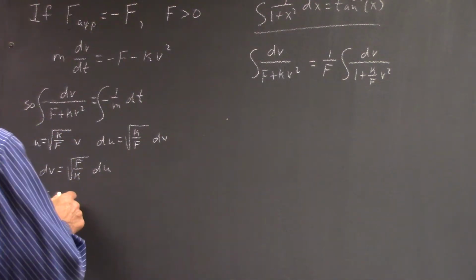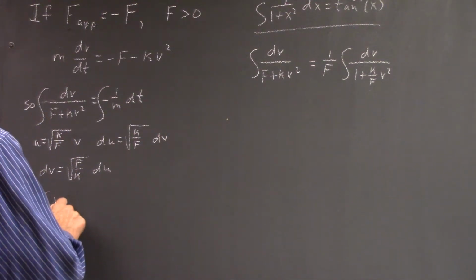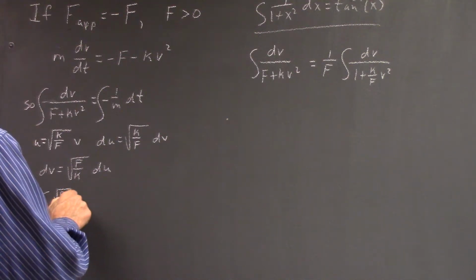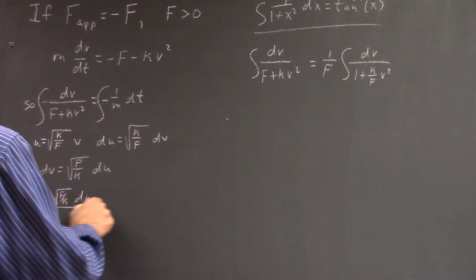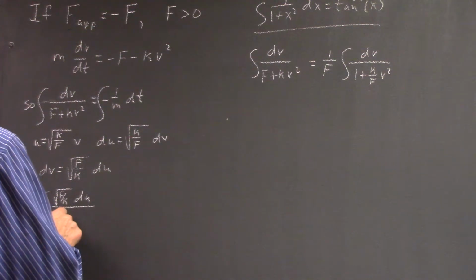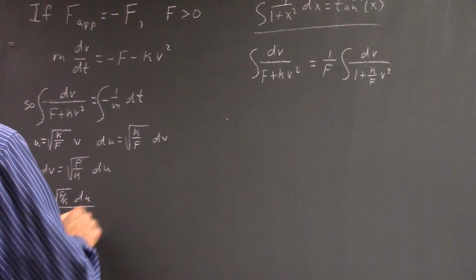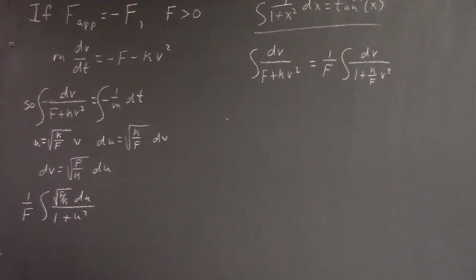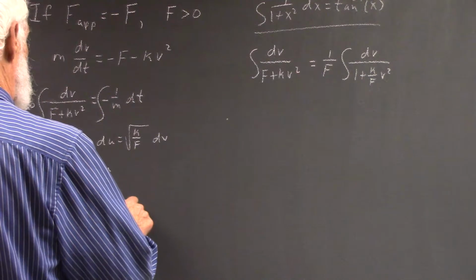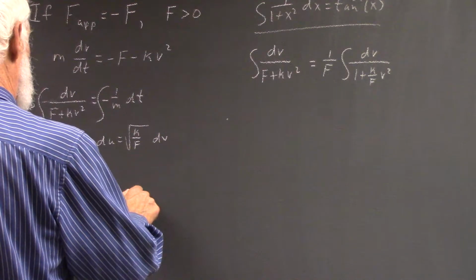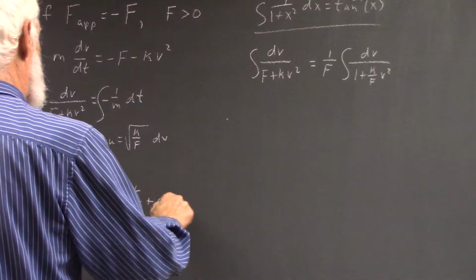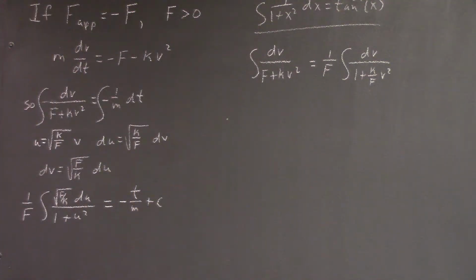So now I have the integral 1 over f times the square root of f over kappa du divided by 1 plus u squared. And of course, that square root of f over kappa can come out here, and we end up with 1 over the square root of kappa f. In any case, this is going to equal negative t over m plus a constant.